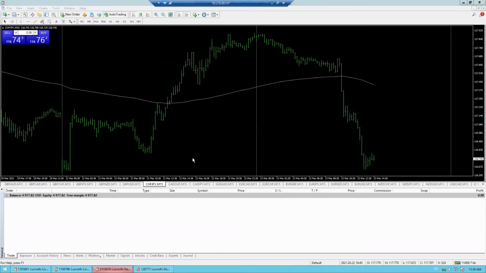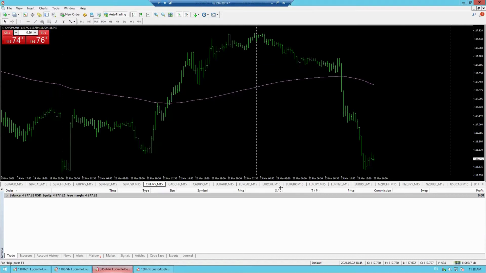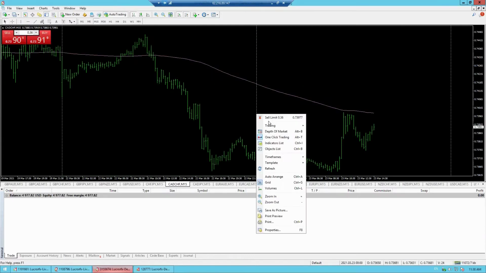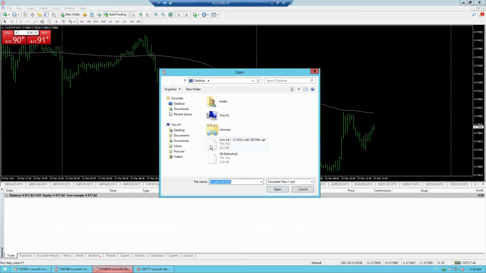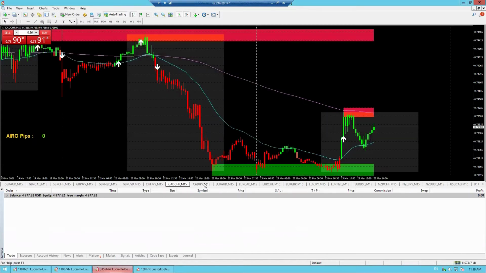Load version 4.1, highlight it, open, and boom. And just go through all your charts and then we'll start getting some alerts back again. Perfect. Load 4.1. A lot of people actually don't know how to do this there, Al.